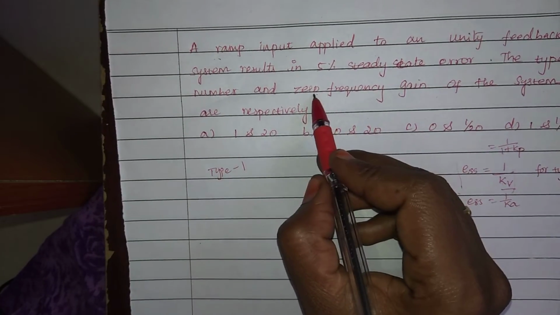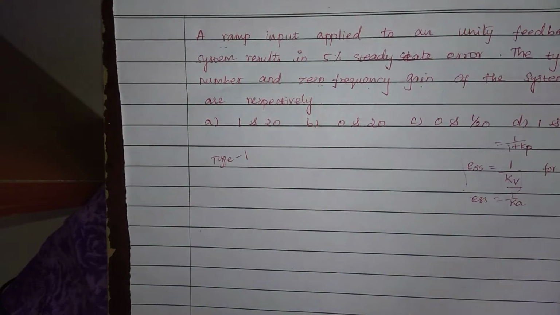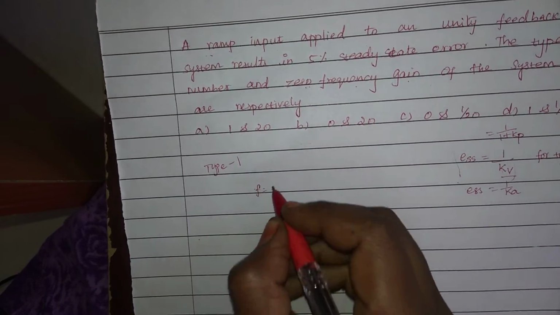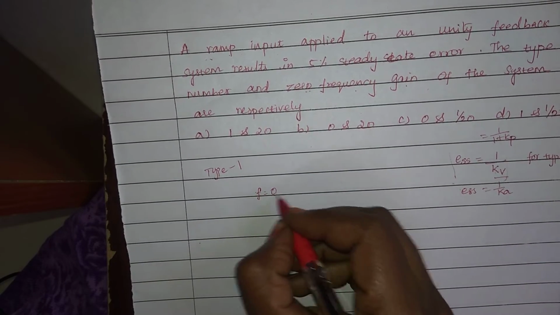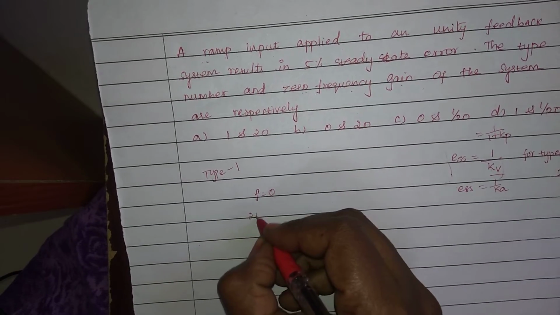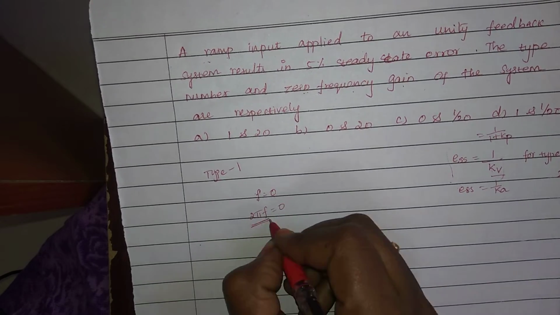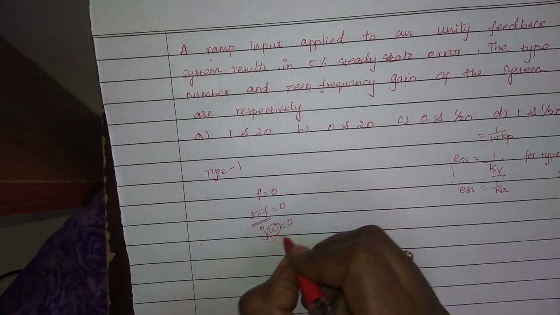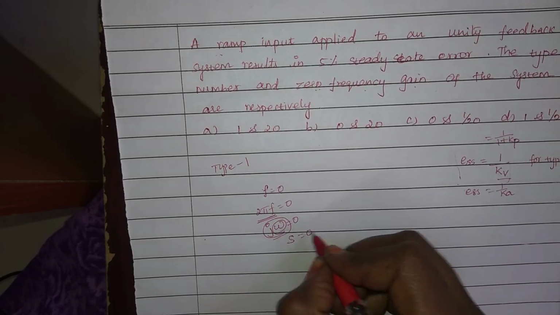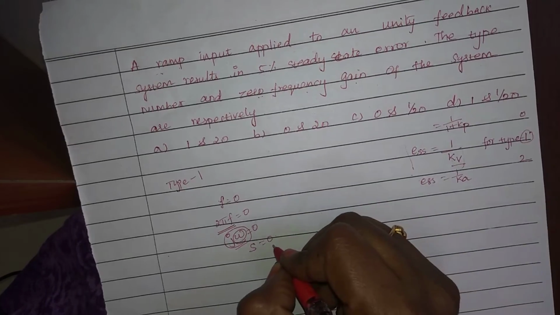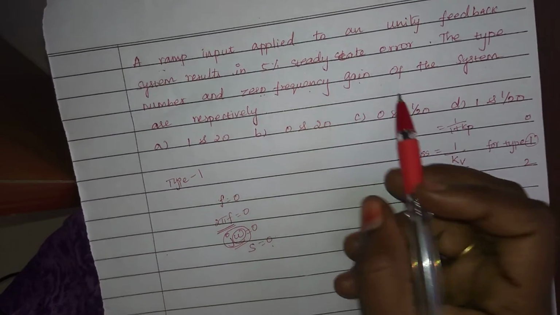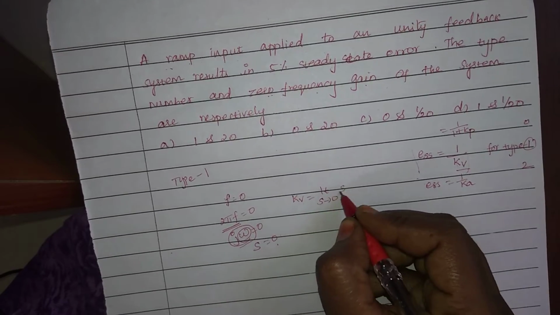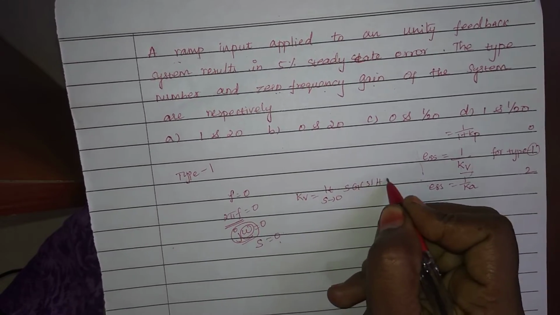Okay, next it asks for zero frequency gain. What is zero frequency gain? Zero frequency means f equals 0. So 2 pi f equals 0, and 2 pi f is omega, so omega equals 0. Omega means j omega, and j omega is nothing but s. So s equals 0. So for s equal to 0, that is the zero frequency gain. So Kv equals limit s tends to 0 of s into G(s) H(s). This is the formula.